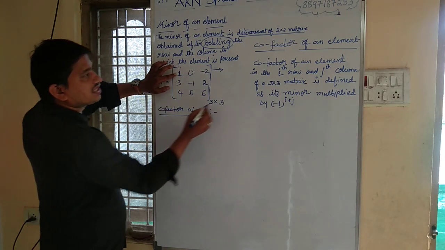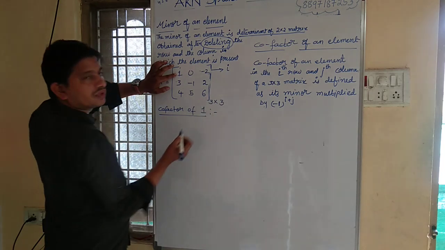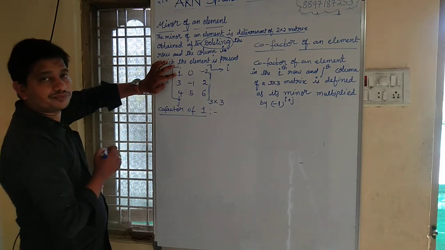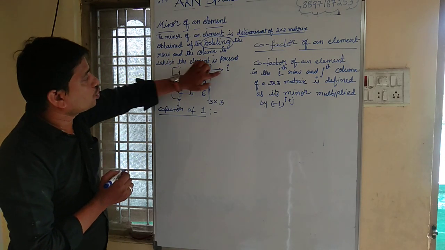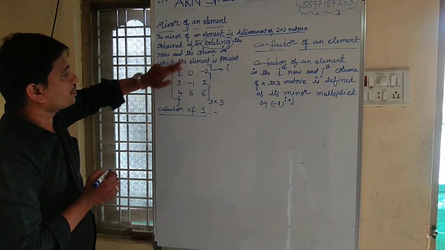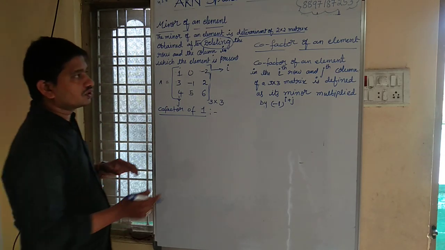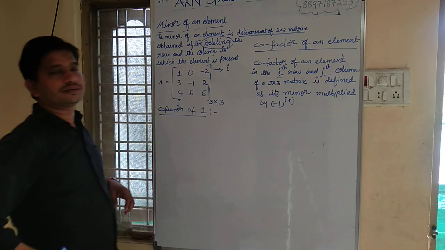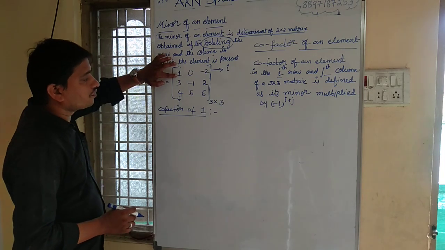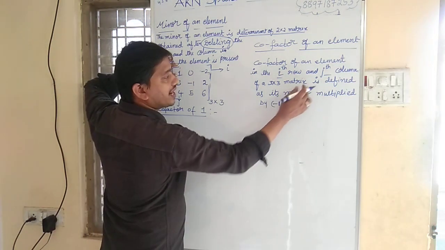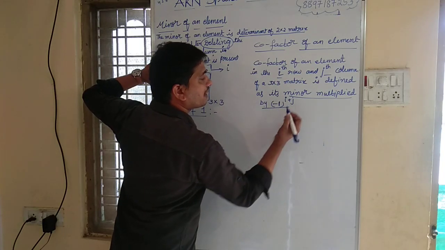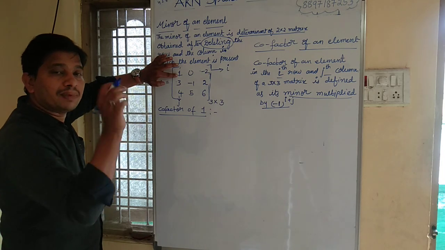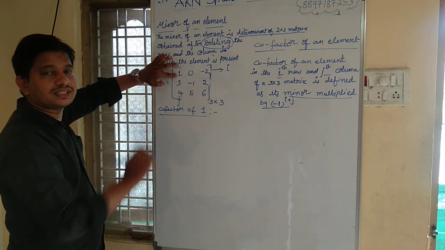Rows are denoted by the letter i and columns are denoted by the letter j. Okay children? So that is the meaning of the ith row and jth column of a 3 by 3 matrix. This is the 3 by 3 matrix. How to find the cofactor of 1? It is defined as the minor multiplied by (-1) to the power of i plus j.